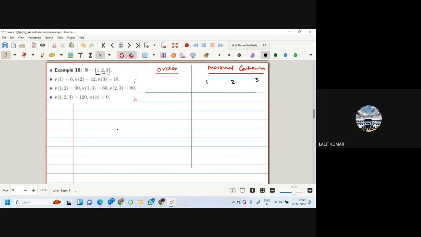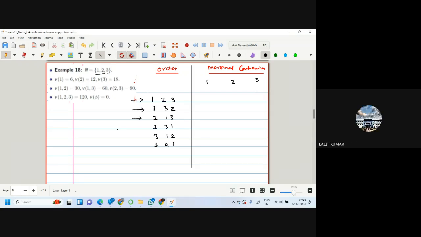So there are 3 players, and they can interact in this way: 1, 2, 3; 1, 3, 2; 2, 1, 3; 2, 3, 1; 3, 1, 2; and 3, 2, 1. The order of interaction, the order of coalition, can be like this: first 1 is alone, then 1 makes a coalition with 2, and then 1 and 2 make a coalition with 3. So this is the order.